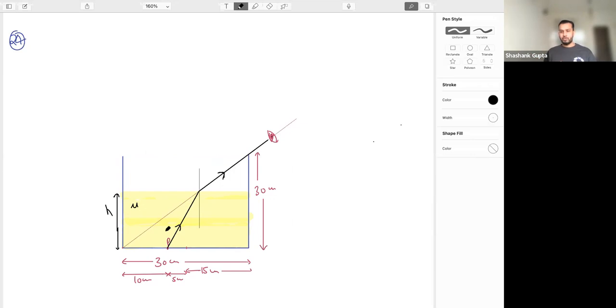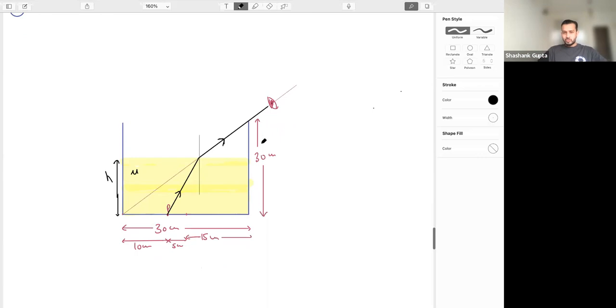Tell me, only the diagram. Now the maths. What is given? This was 30 and this was also 30. So can I say this angle is 45? This is 30, and this full thing is also 30. So in the right angle triangle, this is 45.